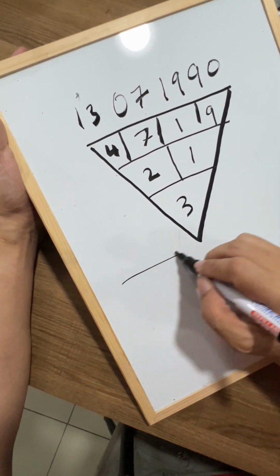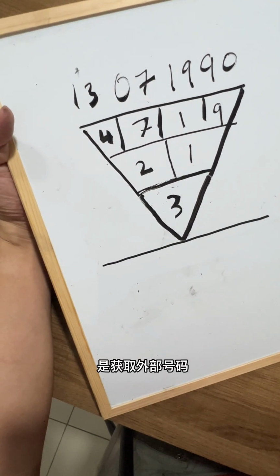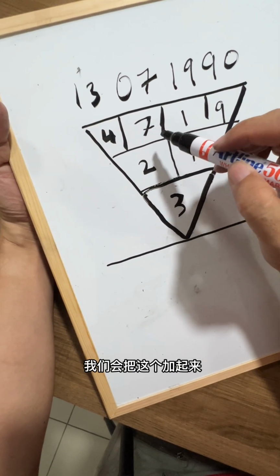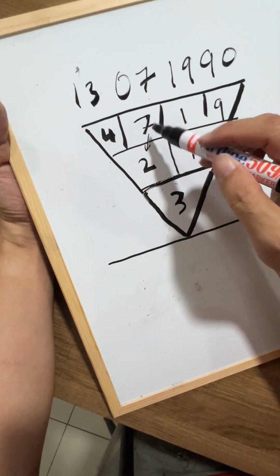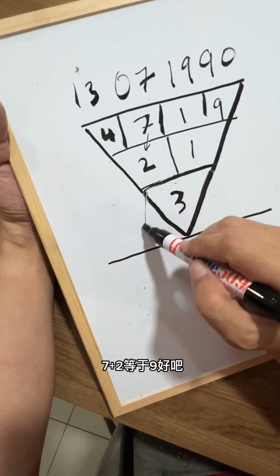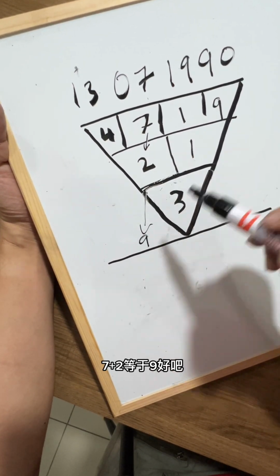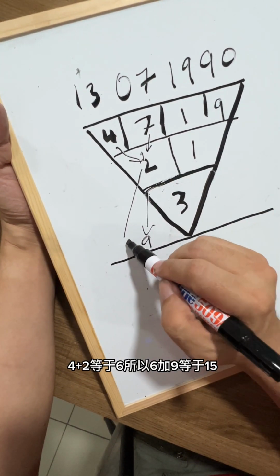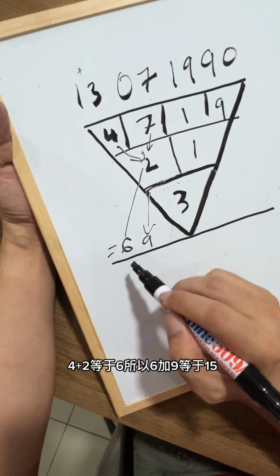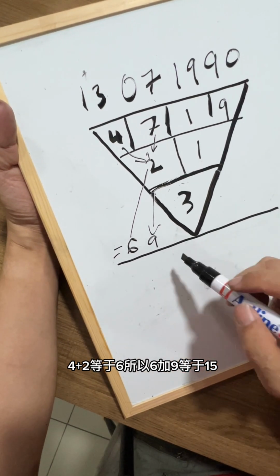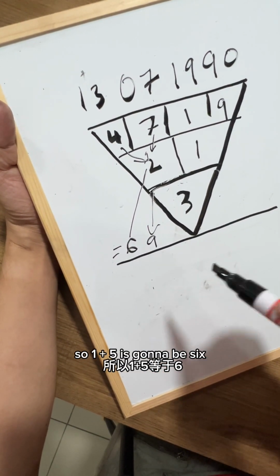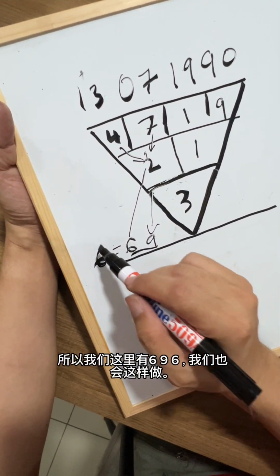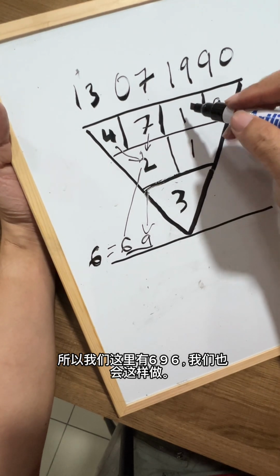All right. What we're going to do here next is to get the outer number. We will add this up. 7 plus 2 is going to equal 9. Okay, 4 plus 2 is going to equal 6. So 6 plus 9 is going to be 15. So 1 plus 5 is going to be 6. So we have 696 right here.